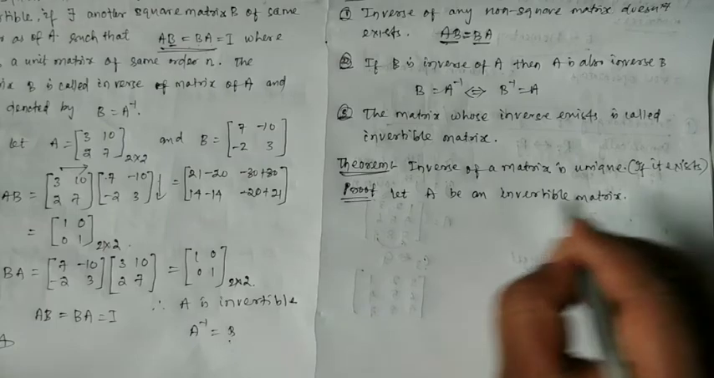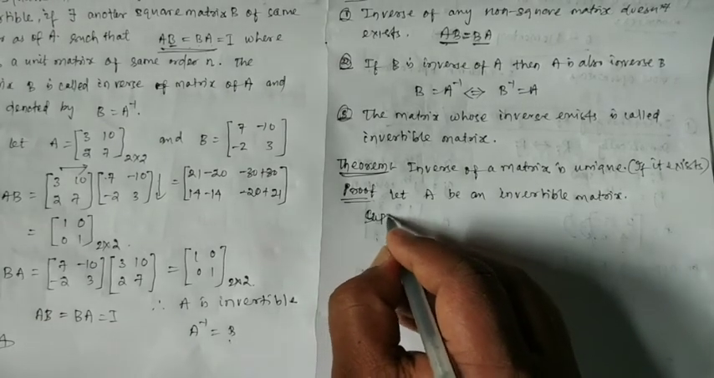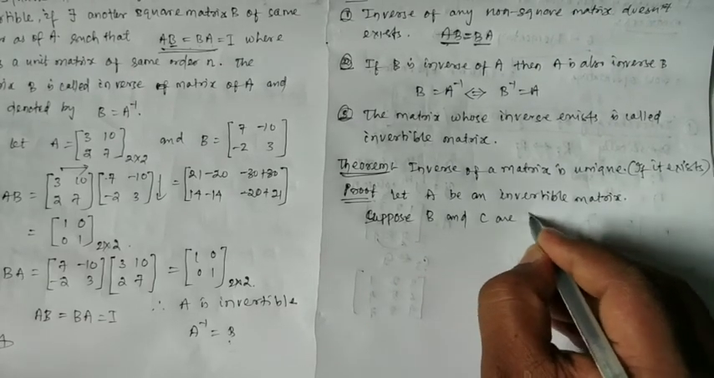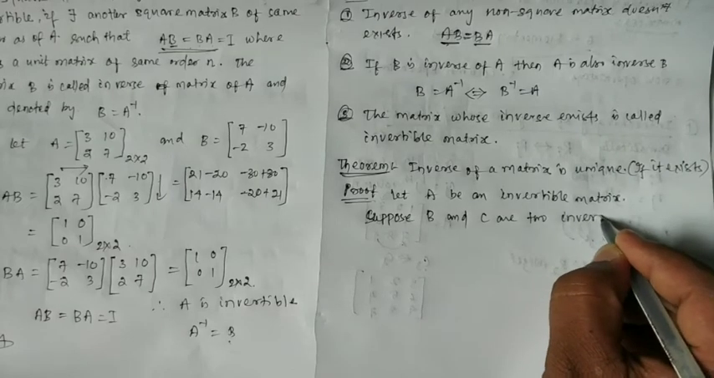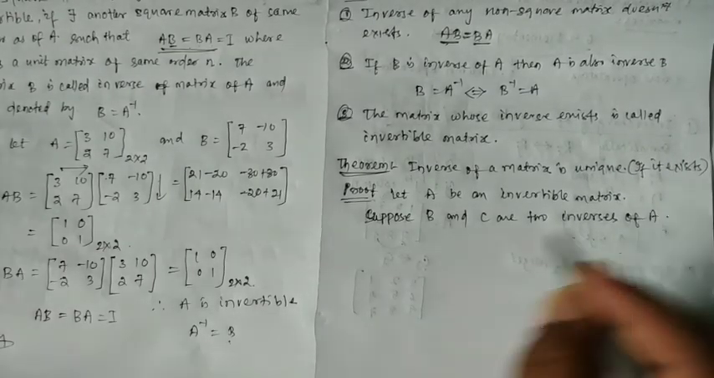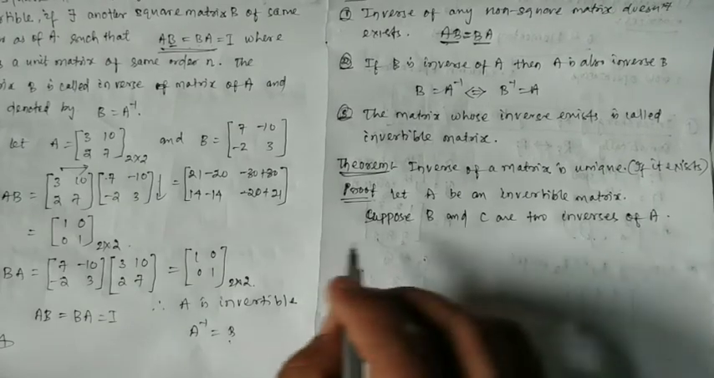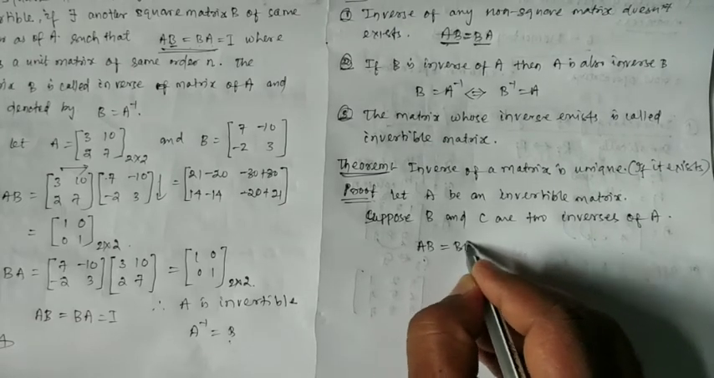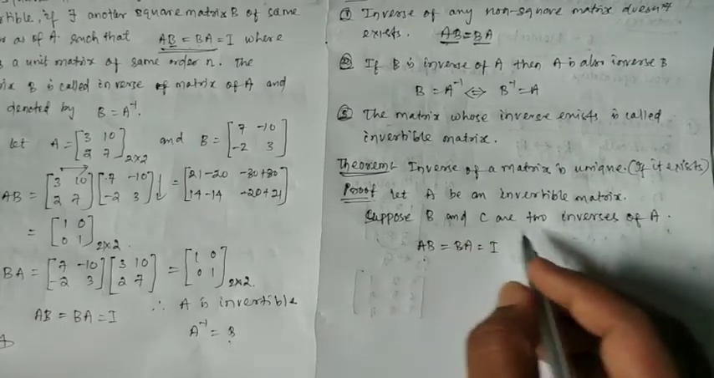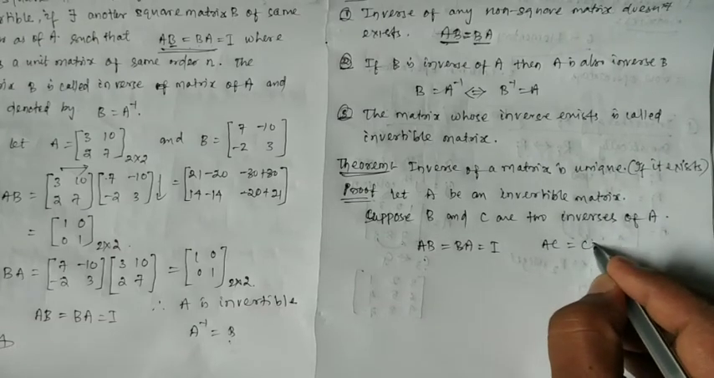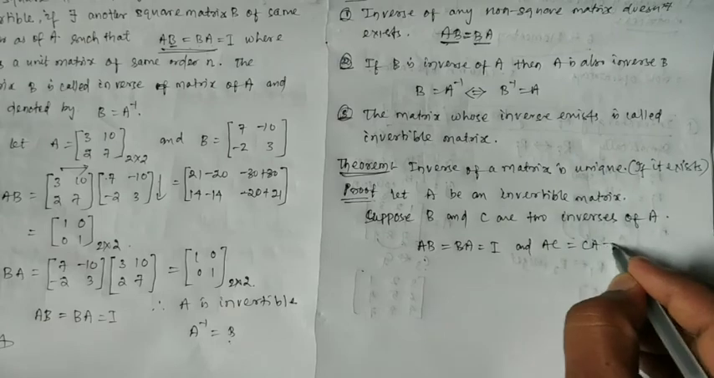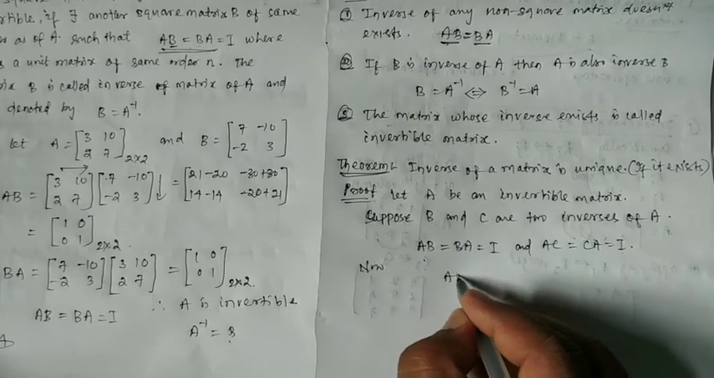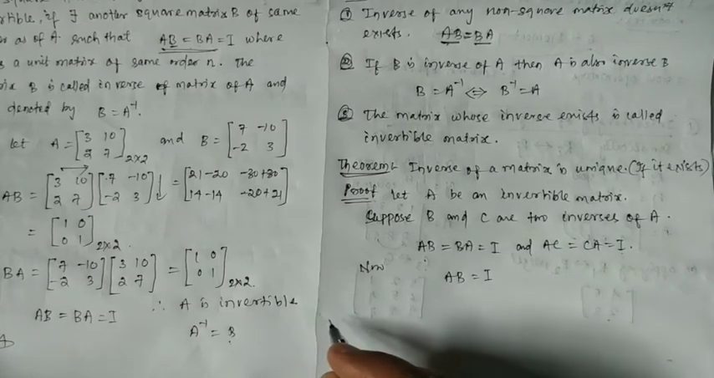Suppose B and C are two inverses of A. Then by definition we can write that AB equal to BA equal to identity matrix, and the same is also equal to CA equal to identity matrix. Now look here. Here AB equal to identity matrix.